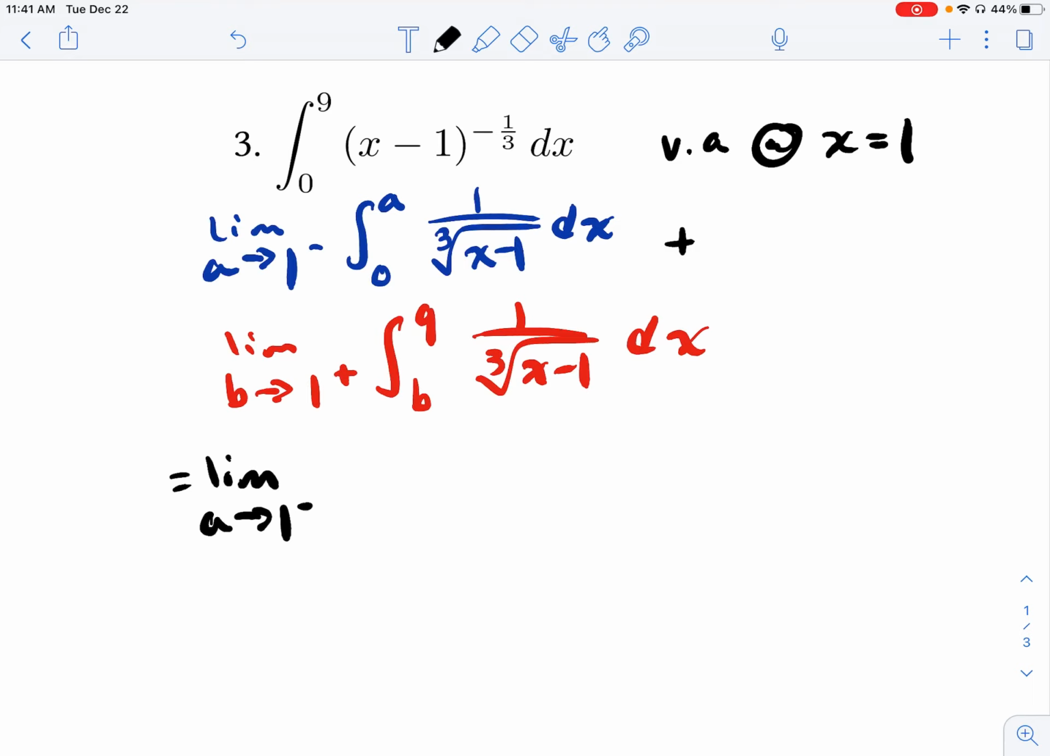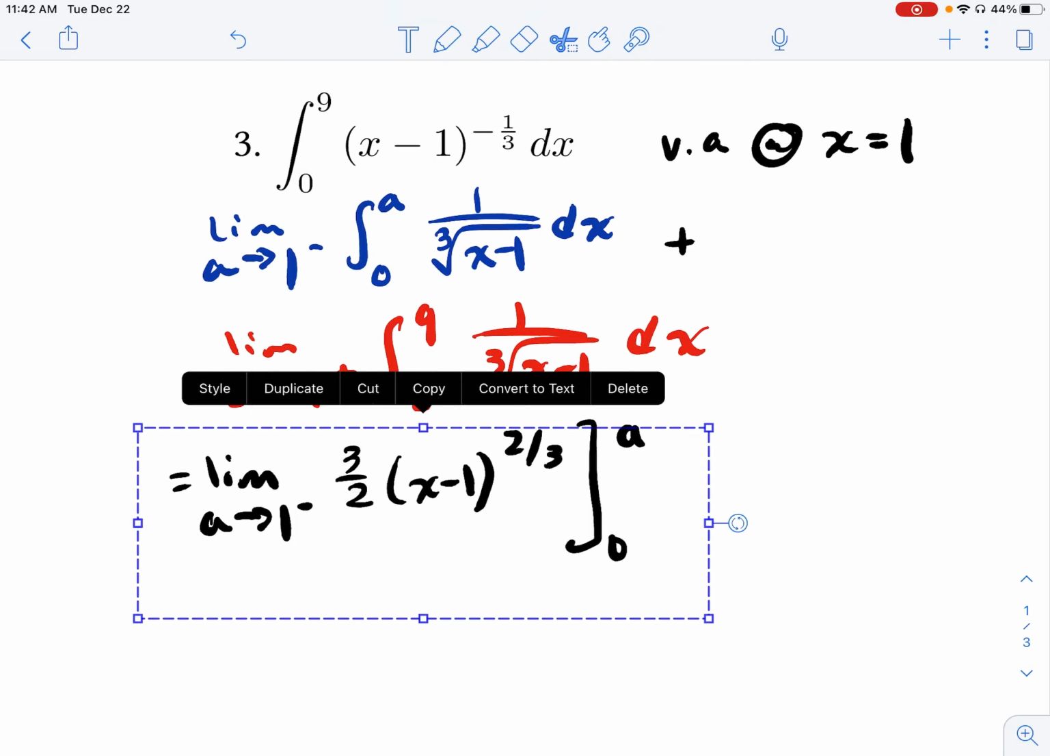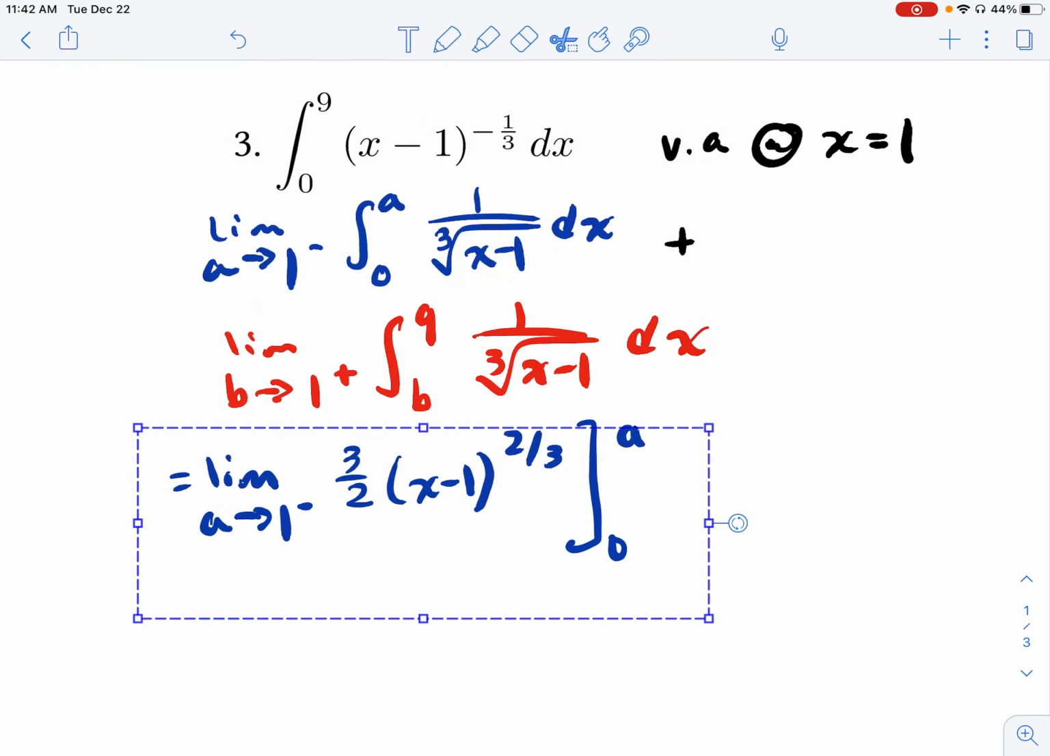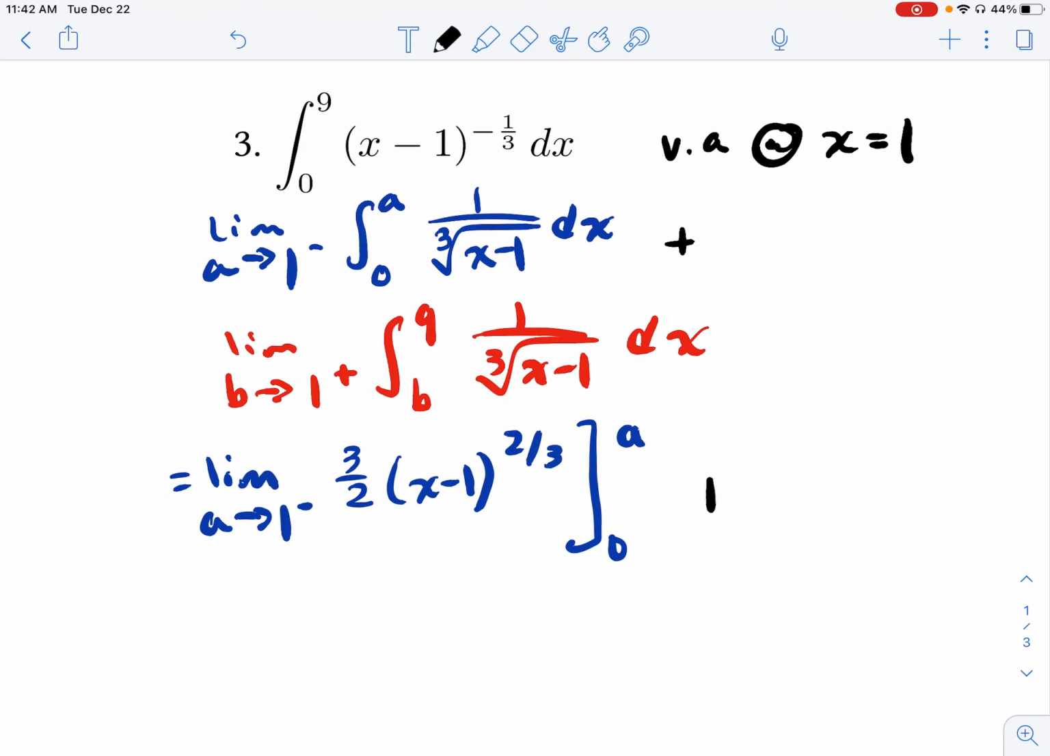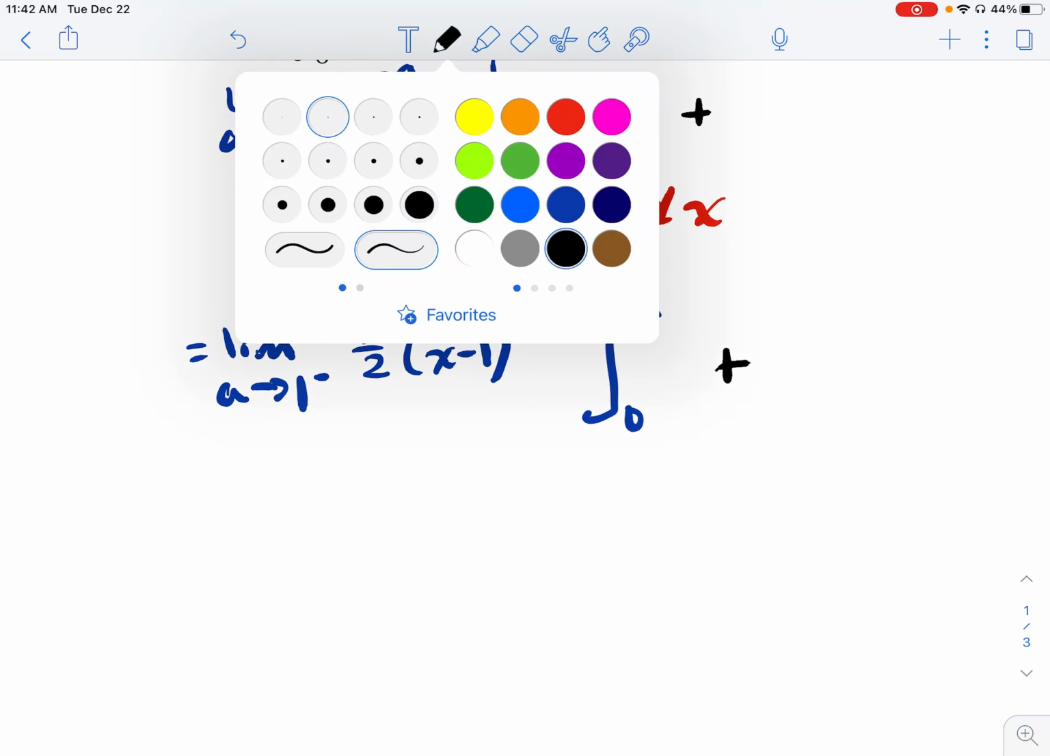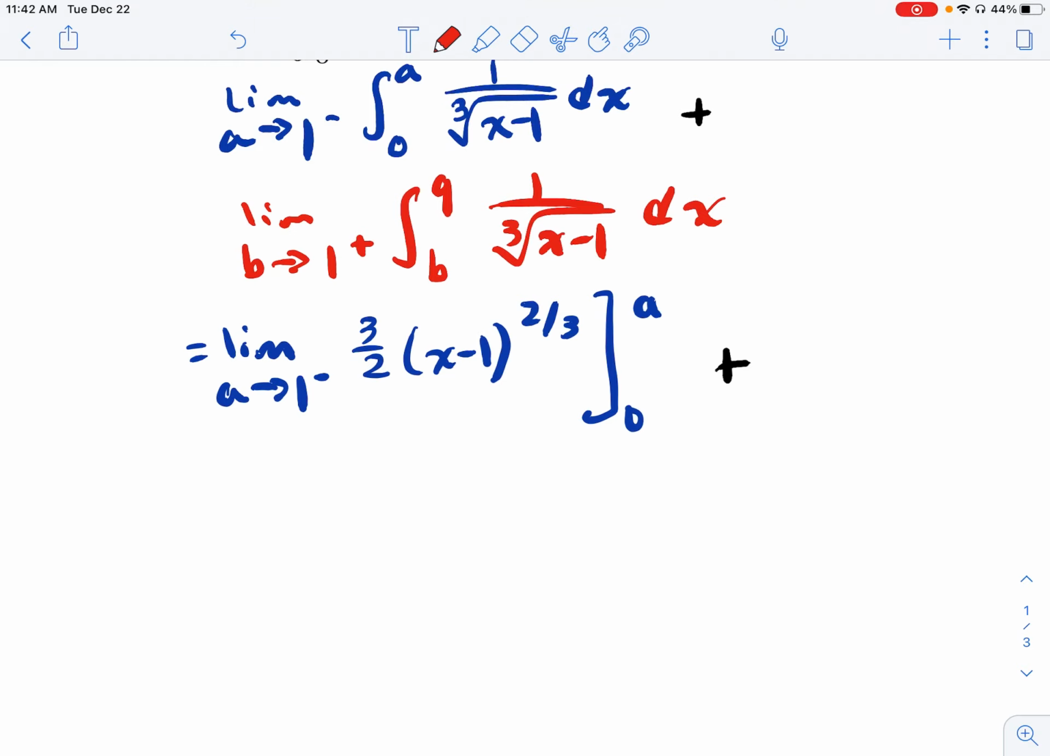We already know what the integral is. I did that in the first problem, so we're just going to write that over again. And this is from 0 to a. And let me just keep these colors consistent for just a little bit longer. And then we're going to do the other part now. We've got the limit as b approaches 1 from the positive side, same integral.